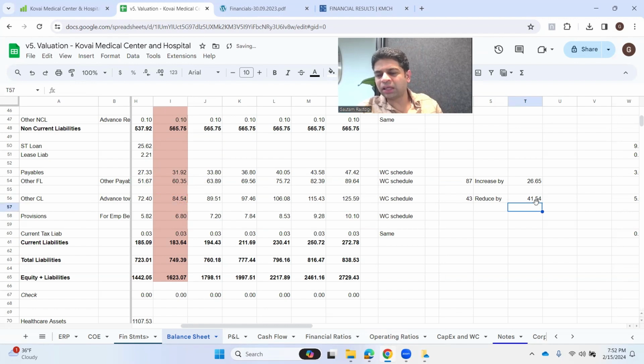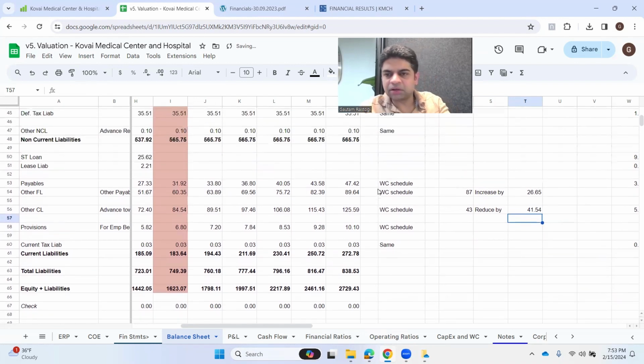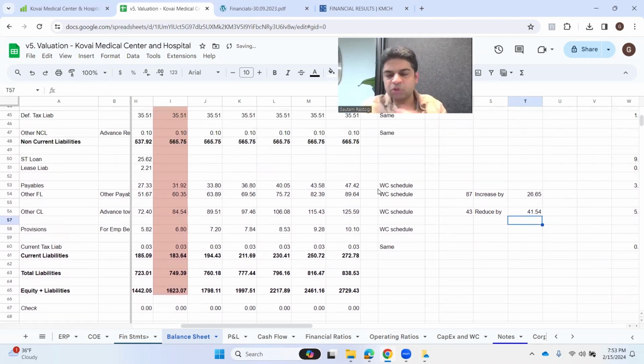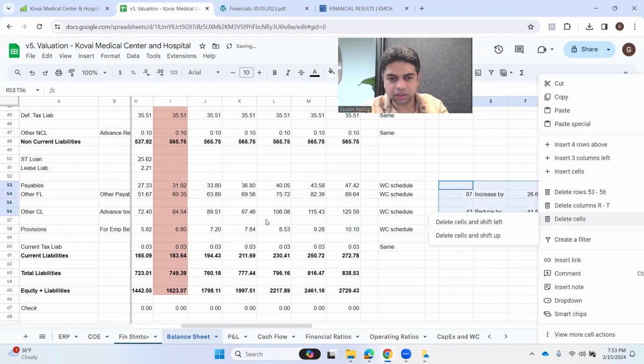So around 40 CR we'll reduce. Okay, it's okay. All right. I think besides that, we are good. We just need to make that debt adjustment, and then we need to make these two adjustments. So let's do that real quick.